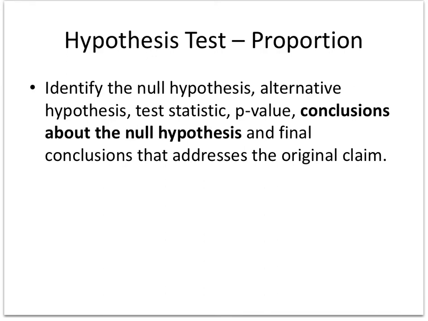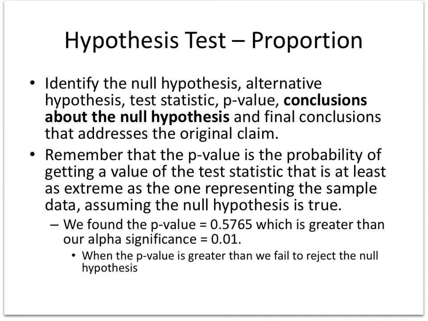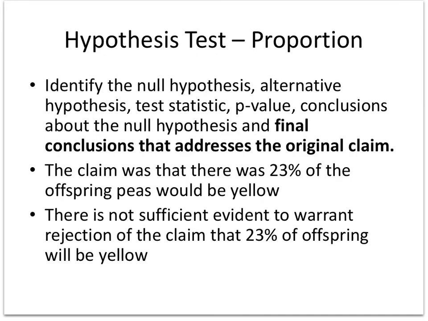All right, to find the conclusion, look at the p-value compared to the significance level. The p-value is definitely greater than alpha. This p-value is the probability that we would expect to get this value. If it's very, very high, then we fail to reject the null because we would expect to get about 23%. So we conclude there is not sufficient evidence to warrant rejection of the claim that 23% of offspring will be yellow.